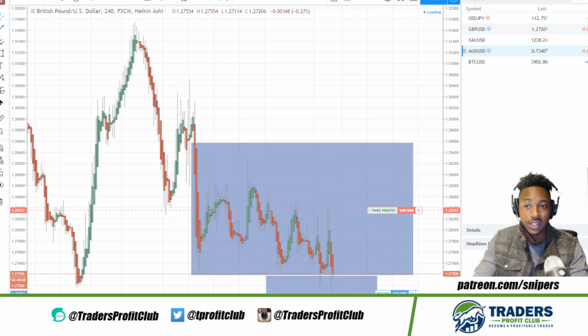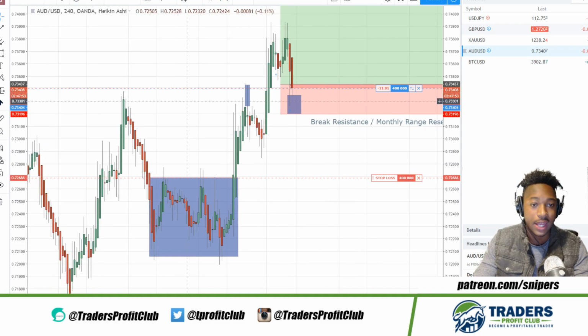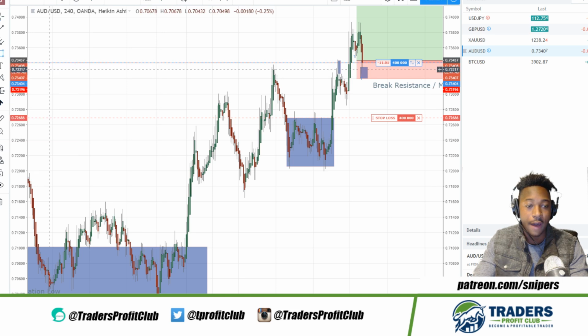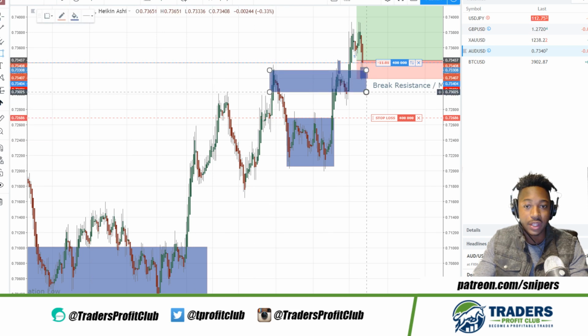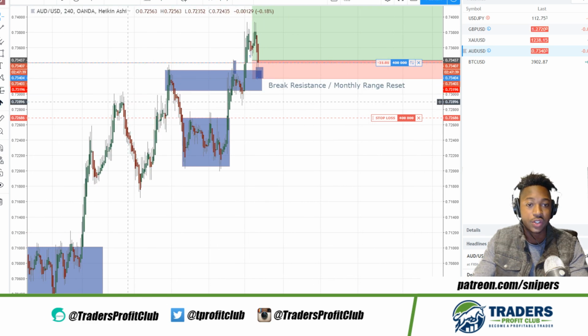So we can also see that I've been in this trade earlier. I obviously took profit, and now I re-entered this trade. The reason being is that I saw the consolidation area, I saw the breakout at this area, and I can see this as an affirmative structure of support now. And now I'm looking for a break and retest at this monthly range reset. So this is the monthly range reset. We saw it already go into this area.